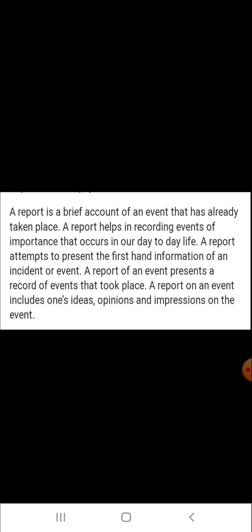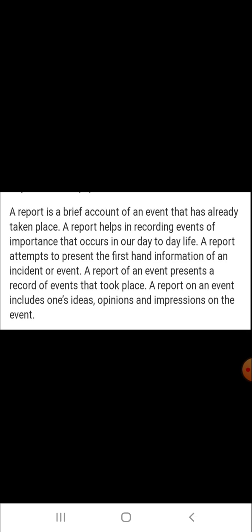A report on an event includes one's ideas, opinions, and impression on the event. So, you should be very specific while writing the report, as it includes your ideas, opinions, and impression on the event. So it gives an impression of yours to the readers. So your ideas and opinions should be very specific and correct.